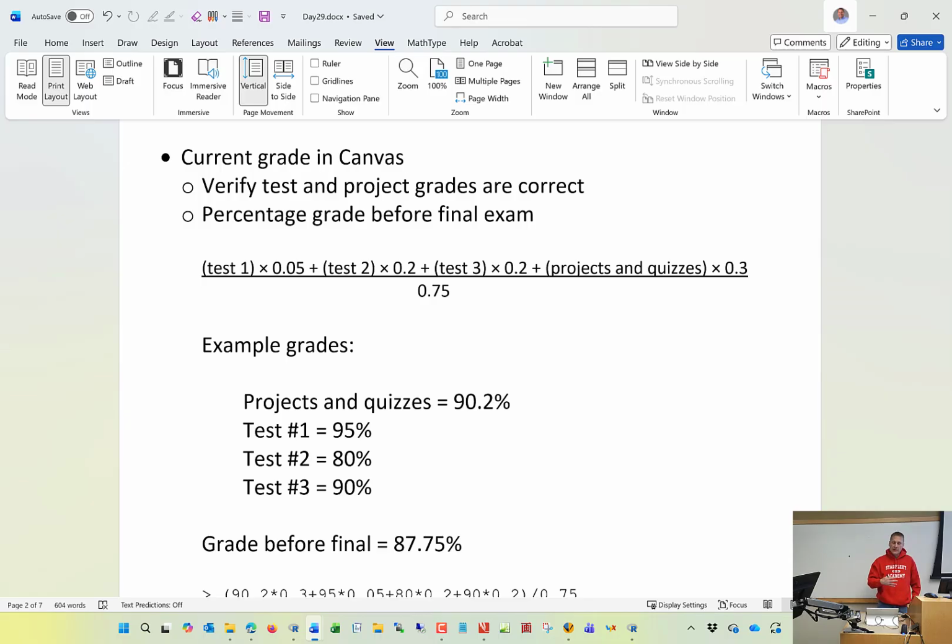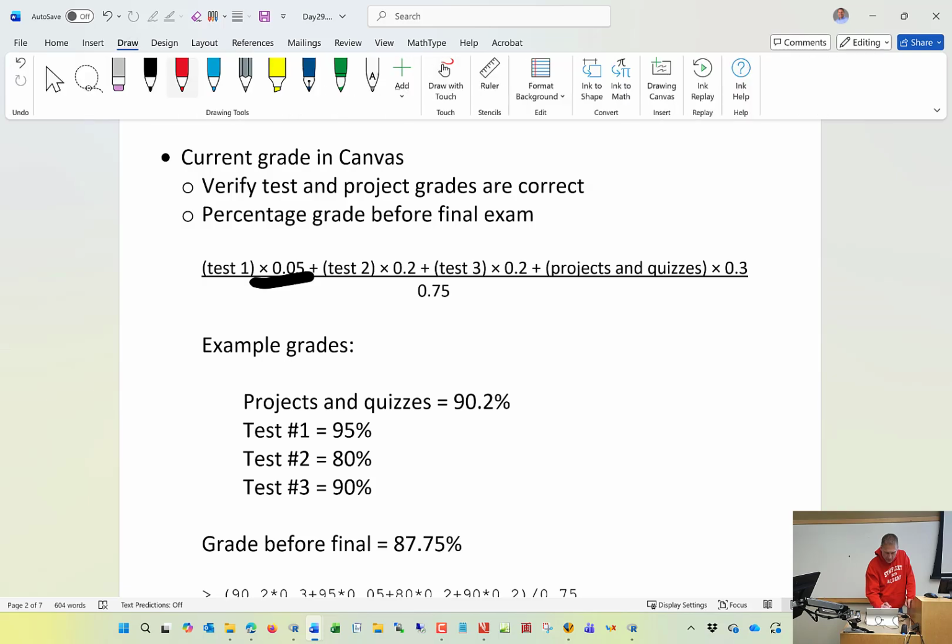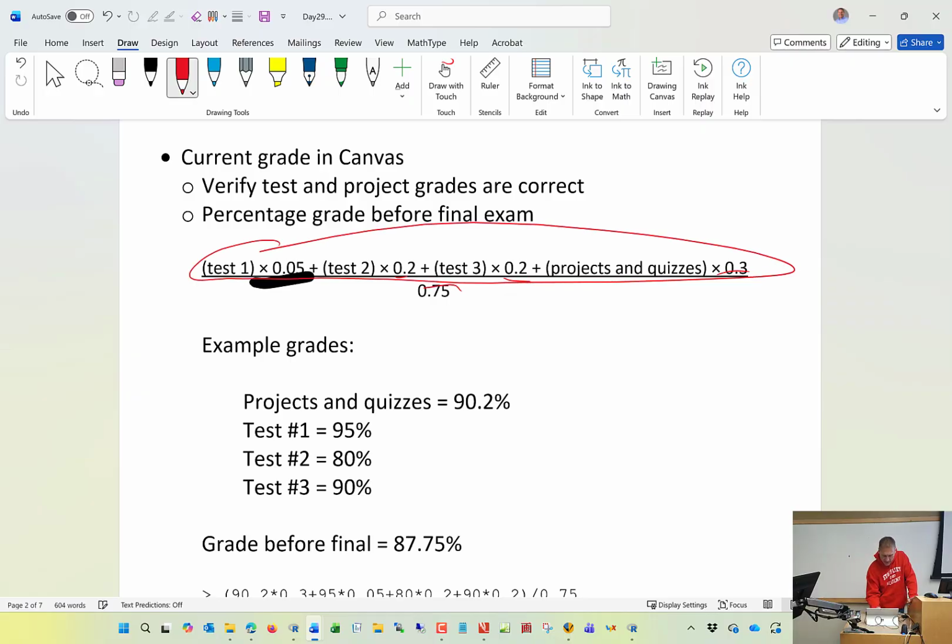The way I calculate that is essentially based upon what you see for the syllabus. So test 1 was 5% of your overall grade. Test 2, 20%. Test 3, 20%. Your projects and quizzes all combined are 30% of your overall grade. What we're missing is the last 25%, the final exam. Since we're missing that then, to calculate your current grade, I take this divided by 0.75.